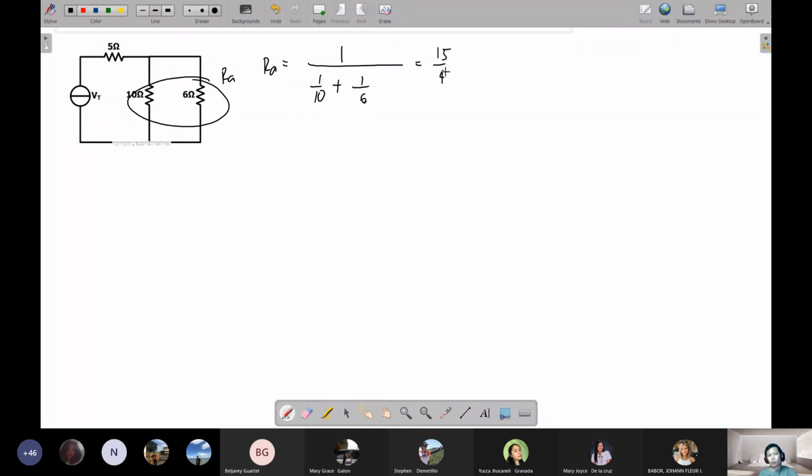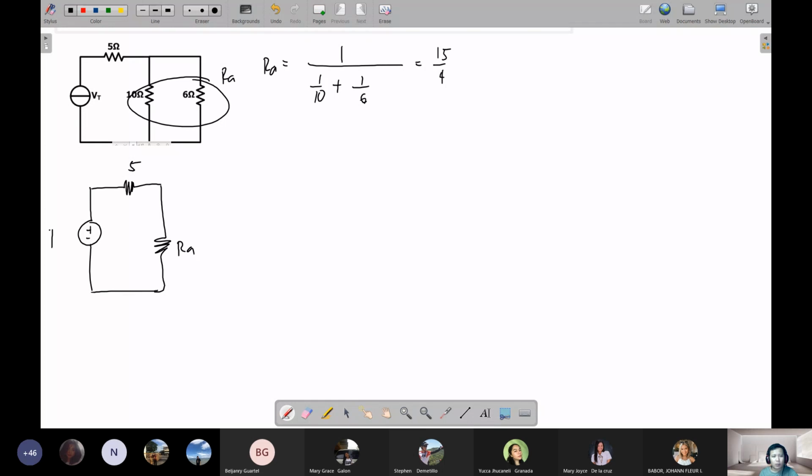Then after that, the circuit will change because you have combined this one already. So you redraw your circuit. When you redraw, of course, the supply will still remain and the 5 ohm resistor will still remain. So let's say this will be my supply, and then my 5 ohm resistor. But this becomes a single resistor already, RA. Then 5 ohms. Okay? So as you can see, it is now just a simple series.